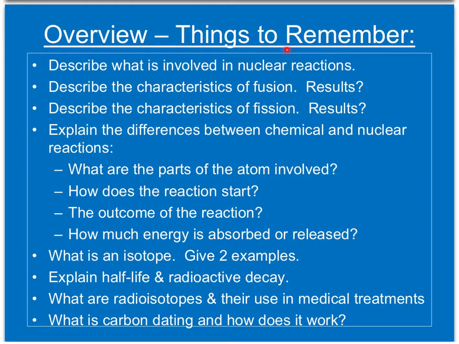So we're going to describe nuclear reactions, particularly fusion and fission. What are the differences and what are the results of them? We've been talking about chemical reactions in our traditional chemistry, which is very, very different than nuclear reactions or nuclear chemistry. So we'll be comparing the regular chemistry that we've been talking about and nuclear. First, the parts of the atom that are involved, what's needed to start the reaction, what's the outcome of the reaction, and is energy absorbed or released.